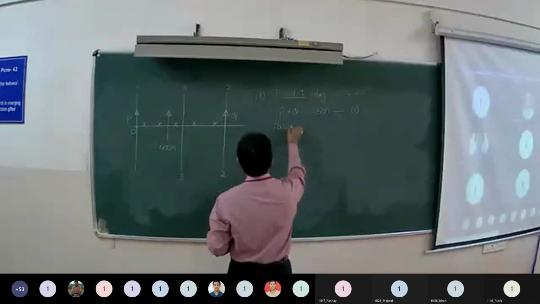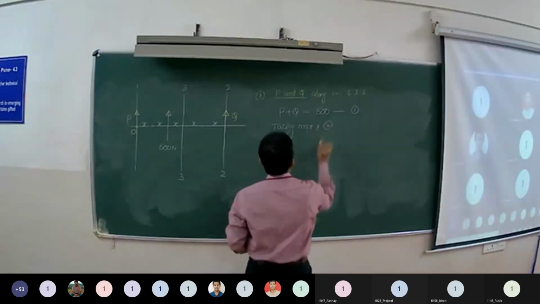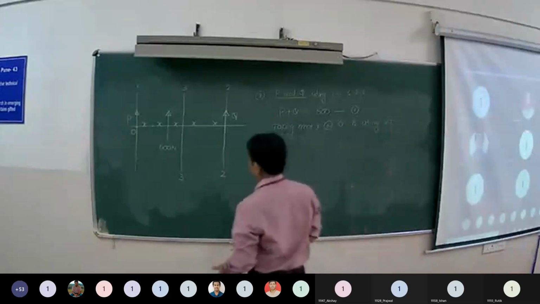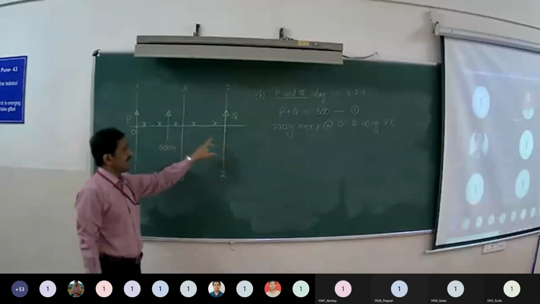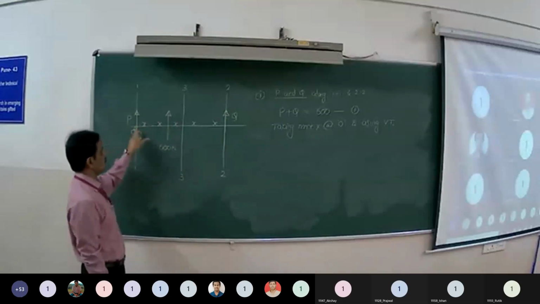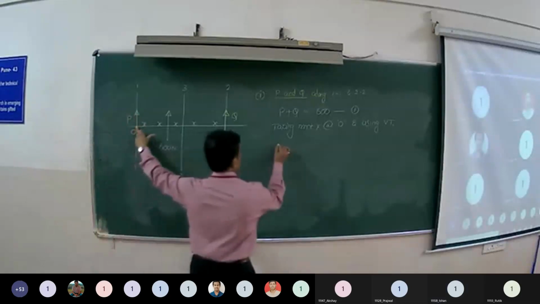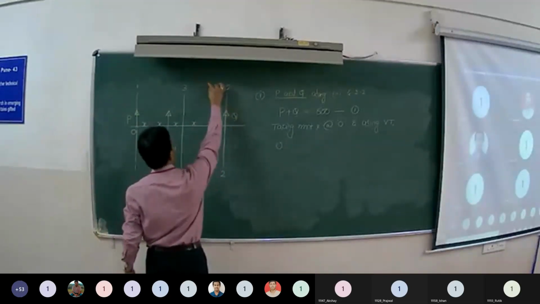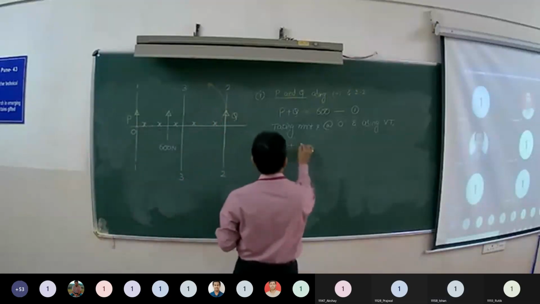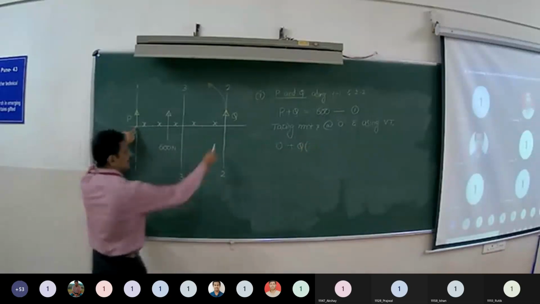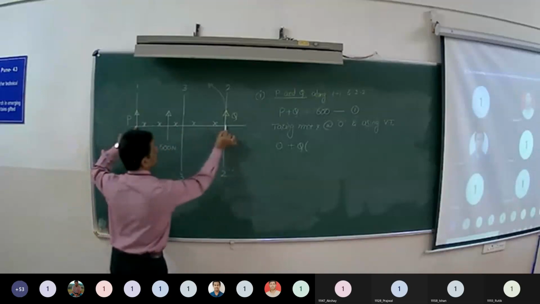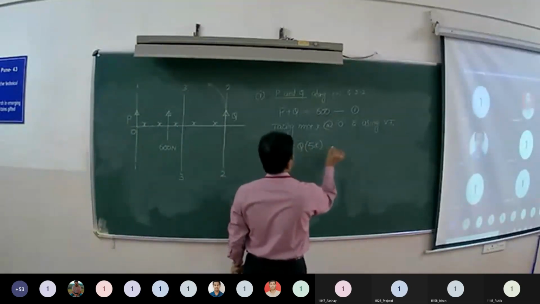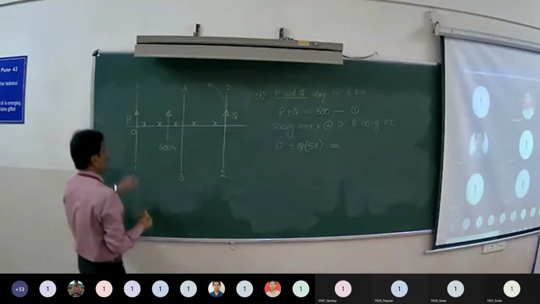So taking moments about point O and using Varignon's theorem: the algebraic sum of the moments of the components about point O is equal to the moment of the force about point O. So the moment of P about point O is 0. Moment of Q about point O. What is the sense? Sense of rotation is anti-clockwise. So it is plus Q into what is the perpendicular distance from the line of action of Q to point O? 5x, right? So into 5x. This is equal to the moment of the force about point O.